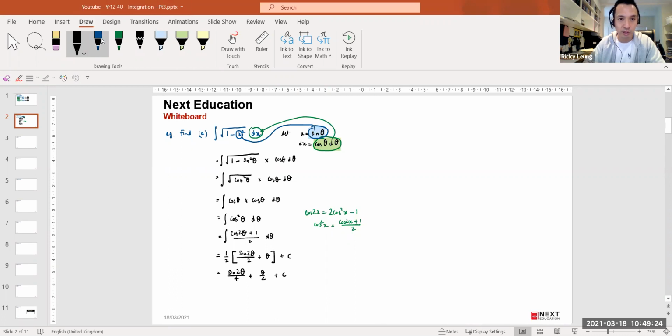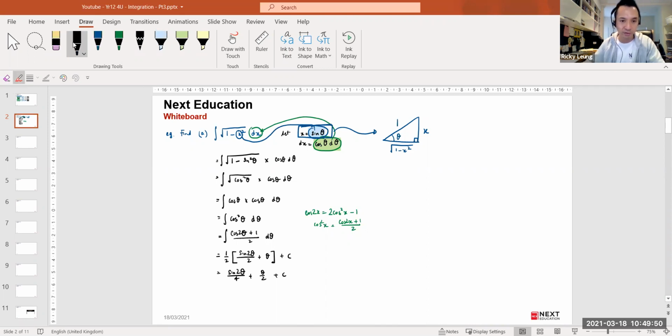So I'm going to utilize my original x equal to sine theta here, right? To basically give me the ability to go, well, sine theta is x, so I can draw up a right angle triangle to say sine theta is x, which is x on 1. By Pythagoras, this side here is root 1 minus x squared, right? So from this triangle, I can get all the expressions that I need to substitute.